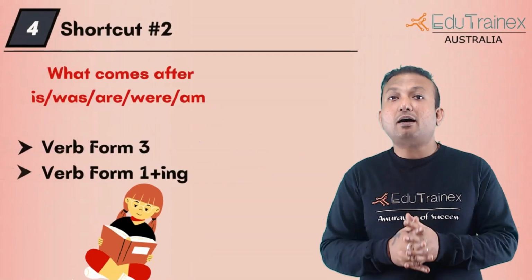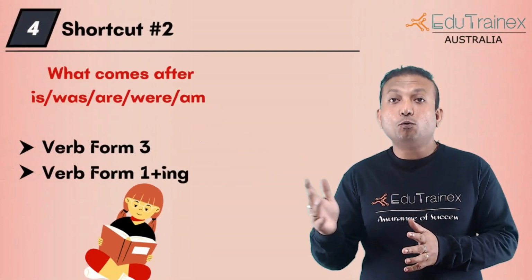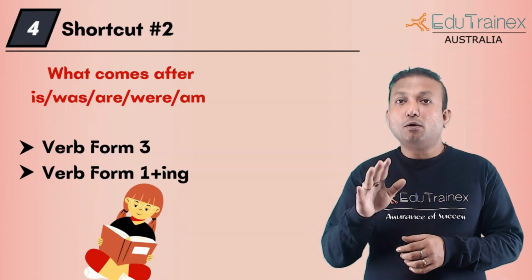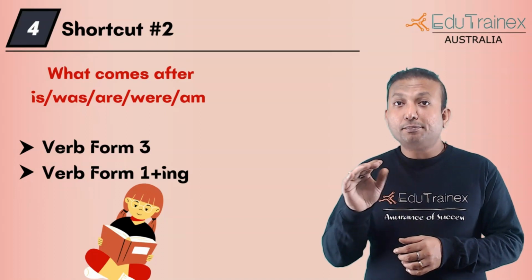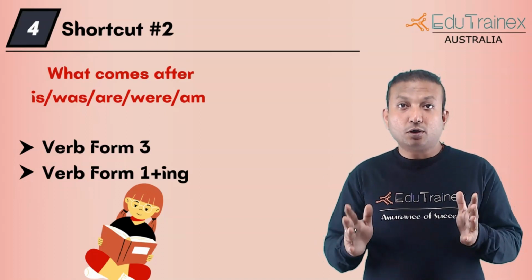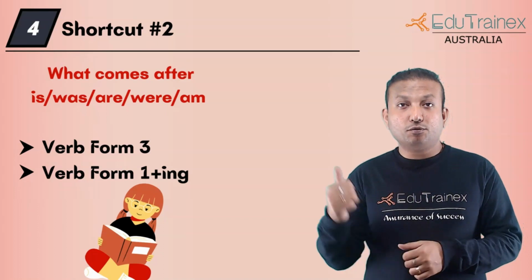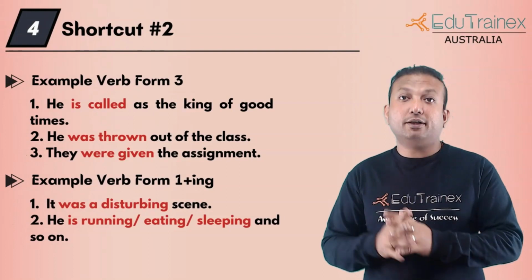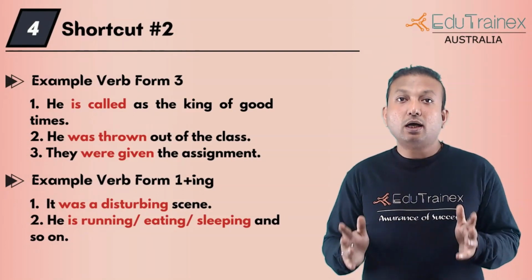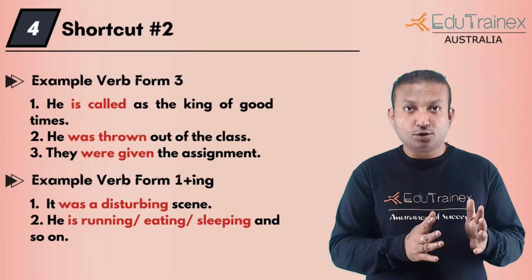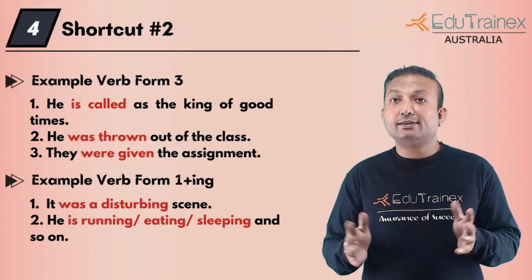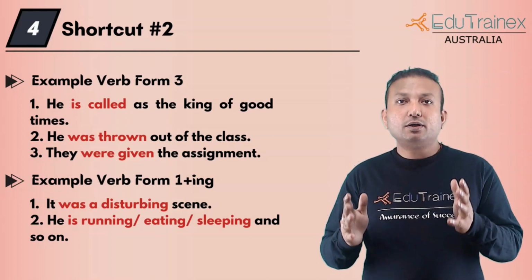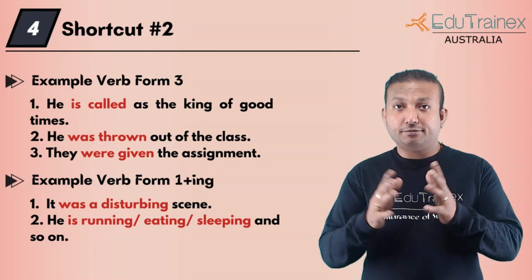Shortcut 2 is what comes after is, was, are, were, and am. So 99% of the time it will be either form 3 of the verb or form 1 plus ing. Don't forget this shortcut and definitely note it down. For example, he is called as the king of good times. Is called. He was thrown out of the class. Was thrown. They were given the assignment. Were given. So you see how the verb form 3 fits here perfectly.